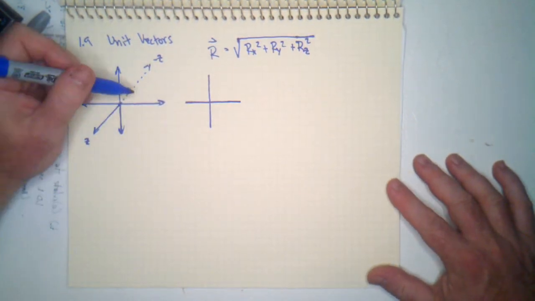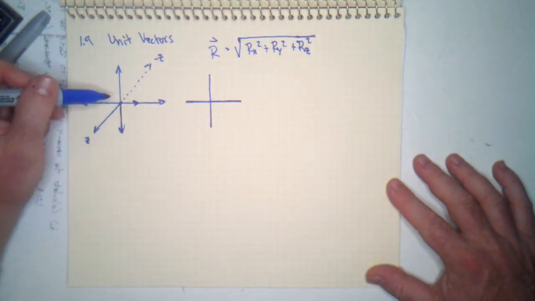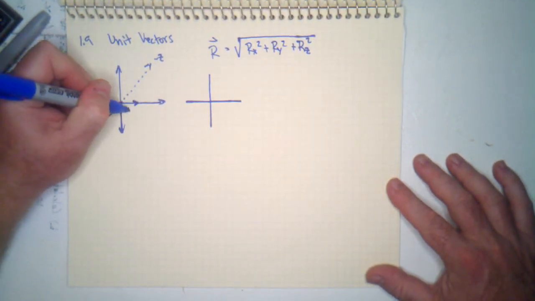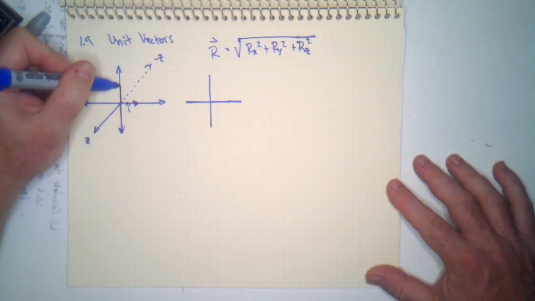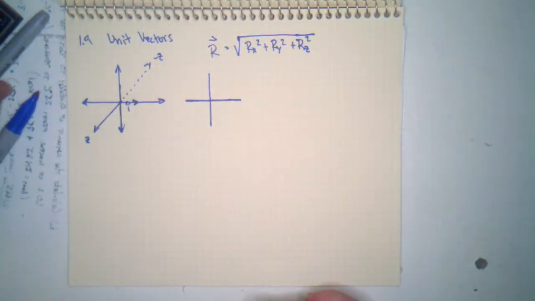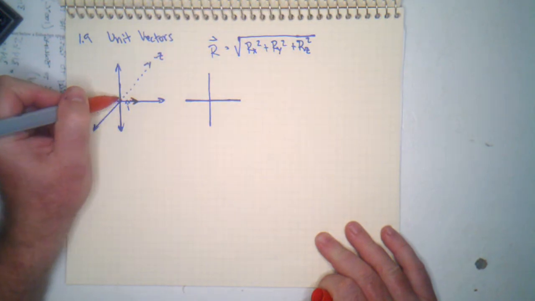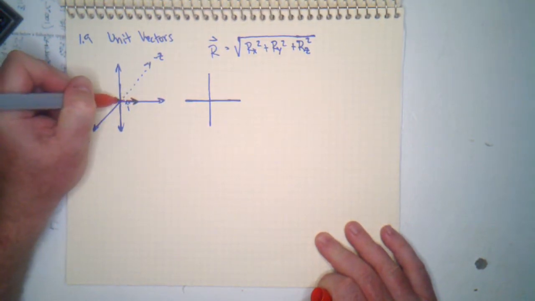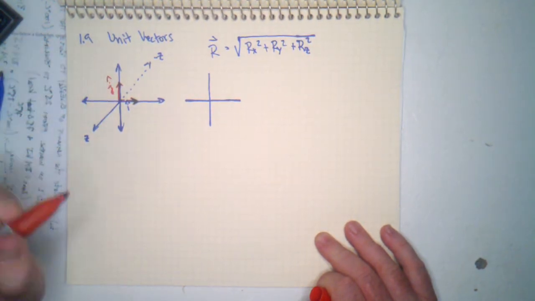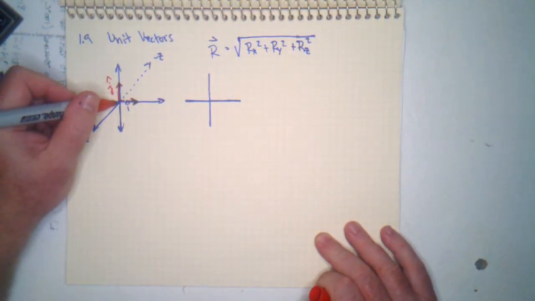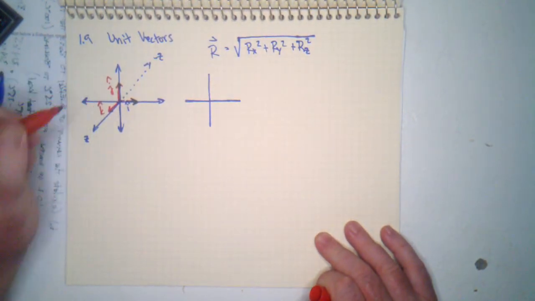Now, a unit vector extends 1 unit in each direction. So 1 unit in the x direction is called the i hat vector. 1 unit in the y direction, heck, let's do them in red, see if that helps. 1 unit in the y direction is called the j hat vector, and 1 unit in the z direction is called the k hat vector.